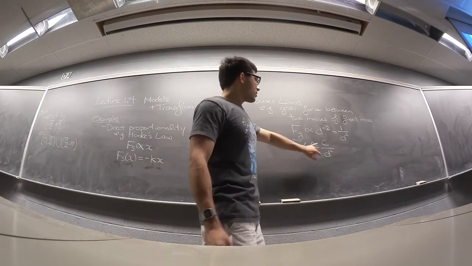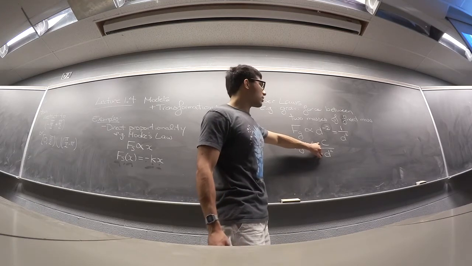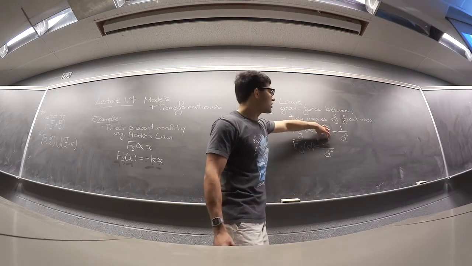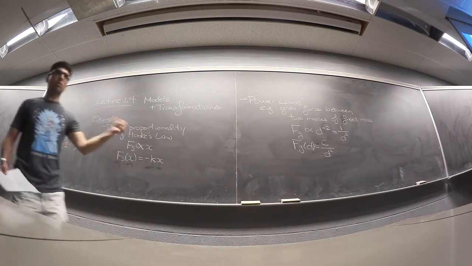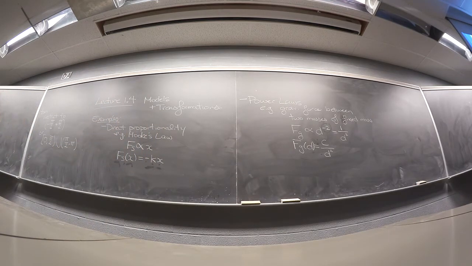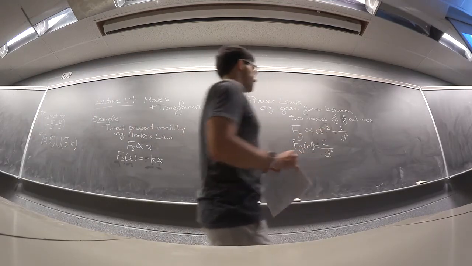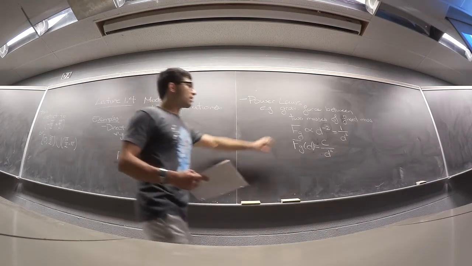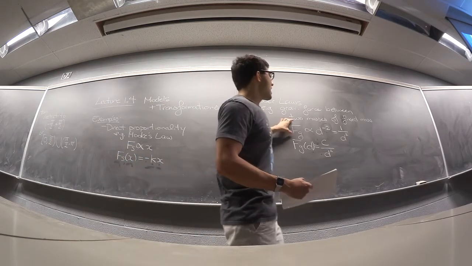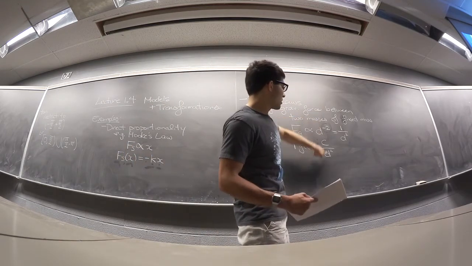And if you know the law of universal gravitation, this is G, the gravitational constant, times the mass of the first object times the mass of the second object. That's a power law. In particular, it's an inverse square law. You can say that the force, the magnitude of the force, is inversely proportional to the square of the separating distance. So I said this.